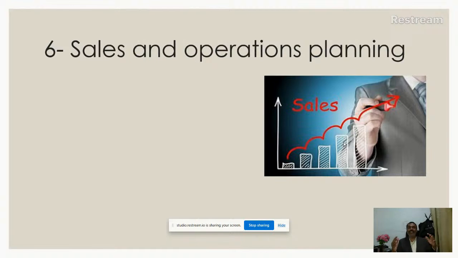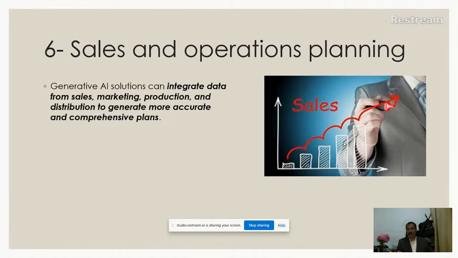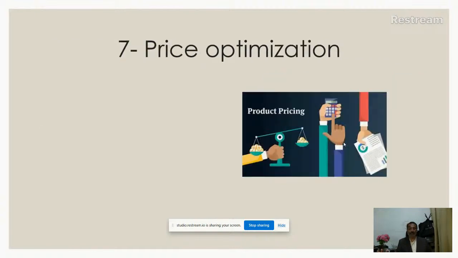Every organization is sitting on a vast amount of data. It can be related to sales or inventory or vendor profile, but very rarely do you see an integration of these data to come out with a prediction or a suggestion. By using generative AI, you can do that. Here you can see solutions can integrate data from sales, production, marketing, and distribution to generate more accurate and comprehensive data. So this helps business to align their strategy across the functions, optimize resource allocation, and better respond to changes in the demand and market condition.